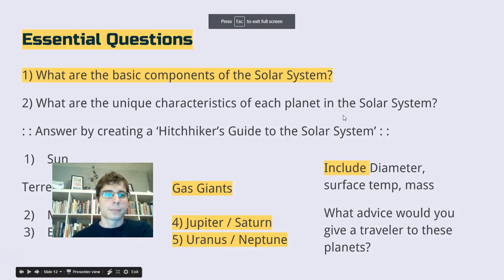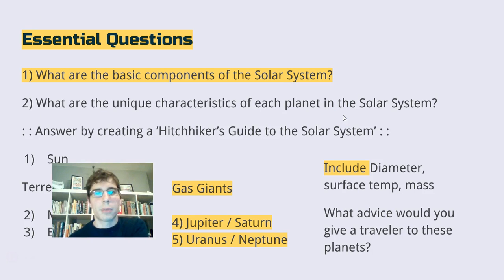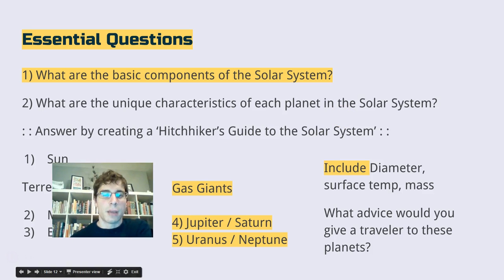Here's your goal today. Again, we're just covering the basic components of the solar system. Today we studied the gas giants, and we learned a little bit about Jupiter, Saturn, Uranus, Neptune. What I want you to do is on your next pages, which should be 4 and 5, write about those 4 planets, include their diameter, their surface temperature, their mass, and then if you read about them in the links and you get some of those stats from those planets, what advice would you give a traveler who's going to those planets?